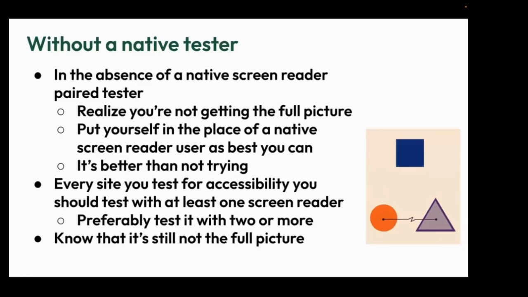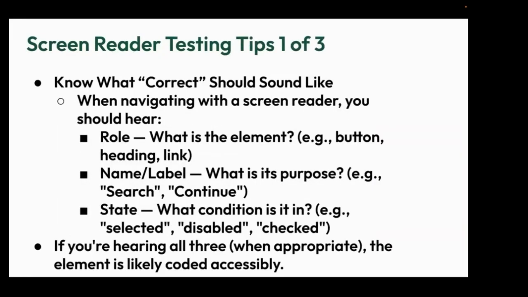As you're navigating with a screen reader and listening to the output, you should hear three key pieces of information. Number one, role. What is the element? Is it a button, a heading, a link, or something else? Number two, name/label. What is its purpose? Does it have a clear label like search or continue? Number three, state. What condition is it in? Is it selected, checked, disabled, or another state? If you're hearing all three when appropriate, the element is likely coded accessibly.